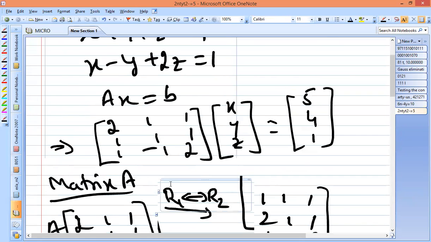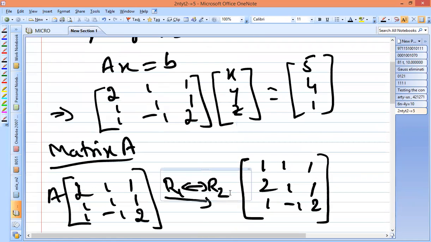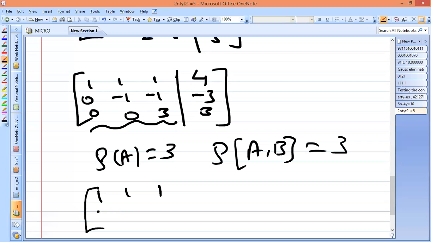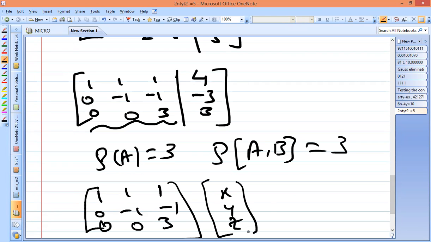So how many unknowns do we have? We have 3 unknowns, x, y, z. So the rank of the matrix that is obtained is equal to the number of unknowns. So here the system is consistent with a unique solution. Now considering the reduced form of the augmented matrix, you can write the equations and get the values of x, y, z. So here you can write, in order to get the solution, 1, 1, 1, 0, minus 1, minus 1, 0, 0, 3, times x, y, z, which is equal to 4, minus 3, 3.